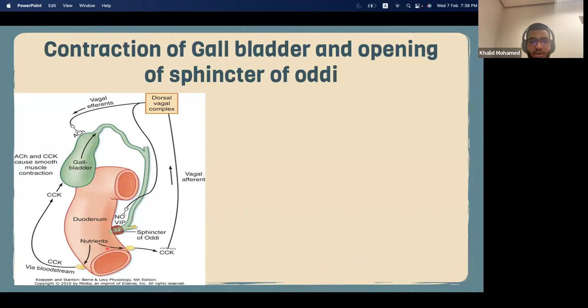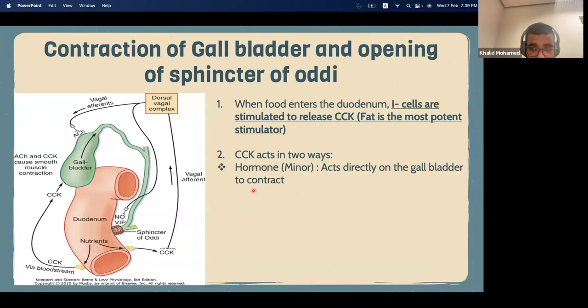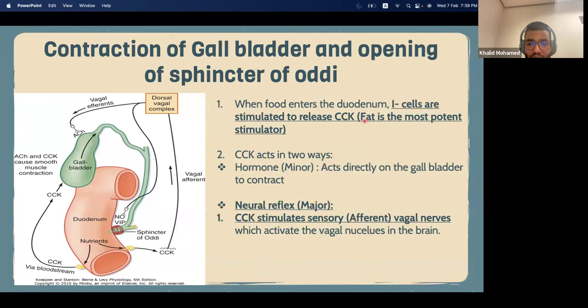Okay. Now from the name, cholecystokinin. Cholecyst is the gallbladder. Kinin means movement. Okay. So it moves the gallbladder. It causes the contraction of the gallbladder and the releasing of bile into the duodenum. Now, how does it do that? There are two pathways. Okay. So cholecystokinin is released by I cells in the intestine, when food enters the duodenum and it detects fat, protein, but mostly fat. Fat is the most potent stimulus.